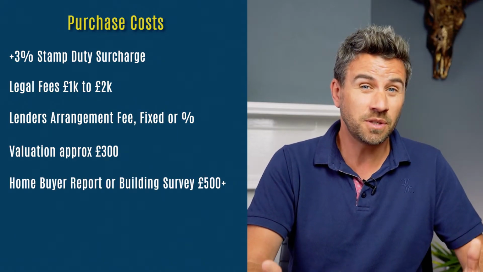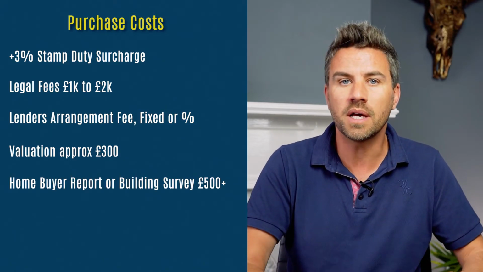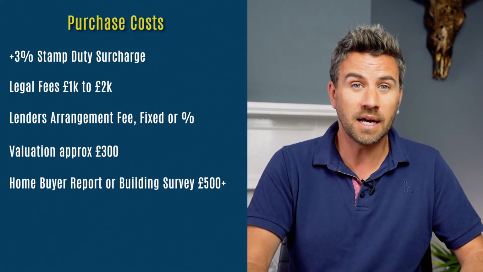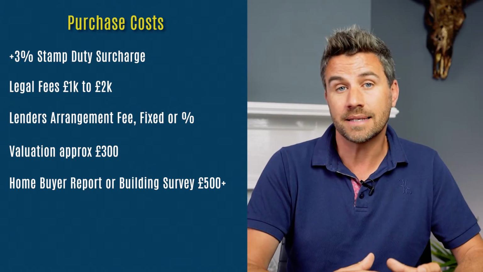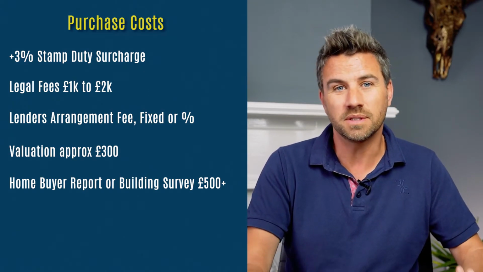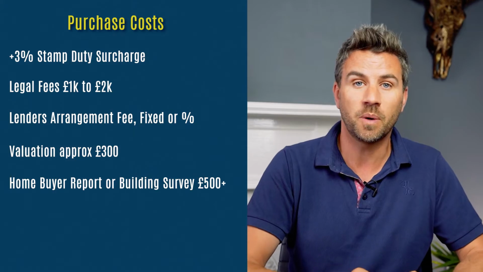And then it's up to you if you want to then get something like a home buyer's report or building survey done. They're not normally mandatory, and they can be anywhere from about £500 upwards, depending on the location and the size of the property. So then once you own a buy-to-let property, you've got other costs that you need to be aware of.